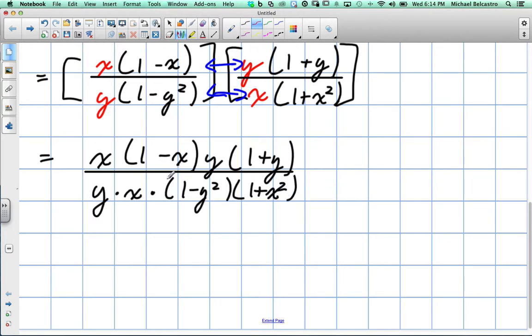What we can start doing now is we can start reducing values. I have a y on the bottom and a y on the top. And if you think of that like if y was the number 5 and I had 5 on the top and 5 on the bottom, well, they divide into the term that's 1, and 1 times anything doesn't change it.